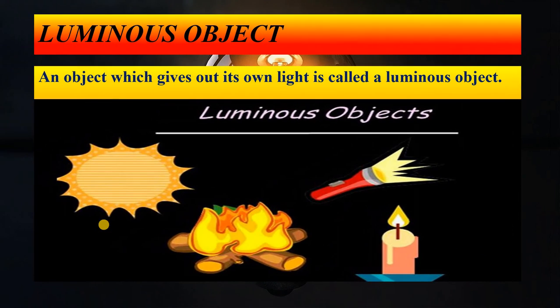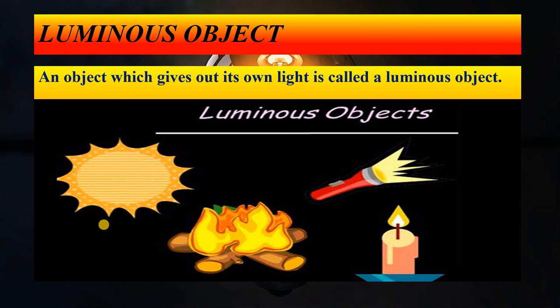Now we will be learning about luminous objects. What is a luminous object? An object which gives out its own light is called a luminous object. Now the sun, other stars, burning candle, lighted electric bulb, lighted torch, glowing tube light, television screen when it is switched on, obviously, then the flame of a gas burner, firefly, these all are luminous objects. Why? Because they can give out their own light. Okay, and these luminous objects are, in fact, said to be sources of light.